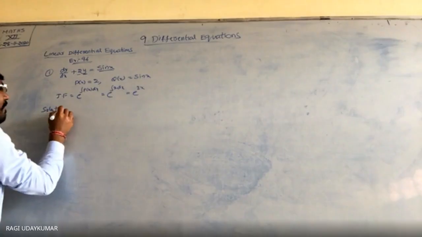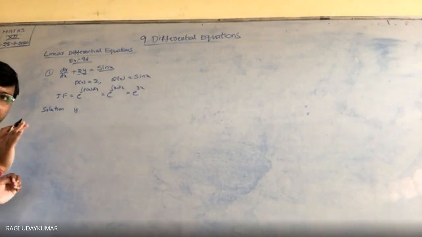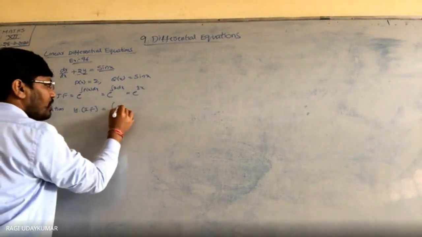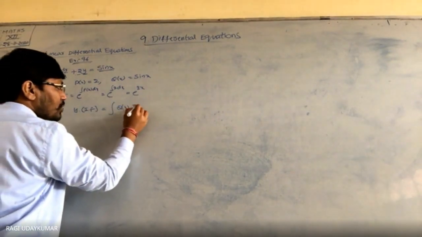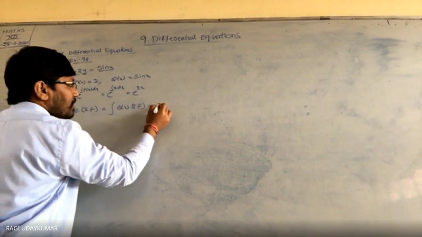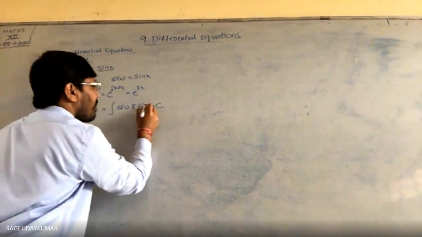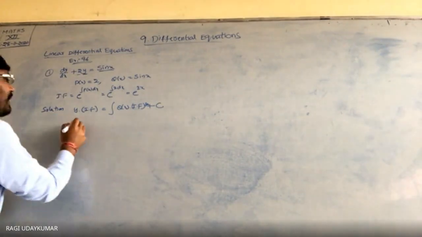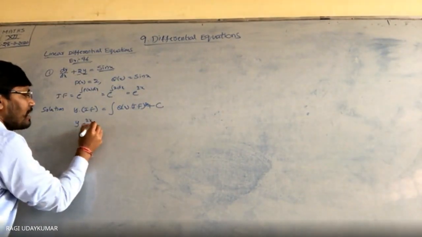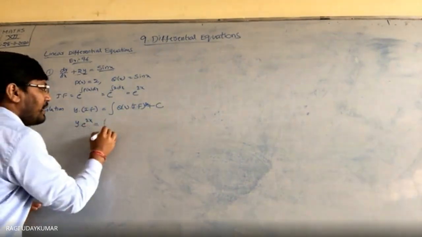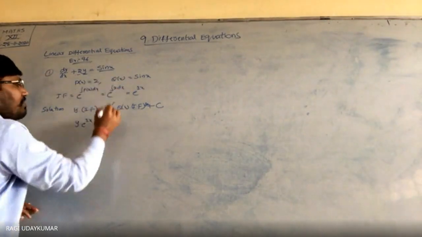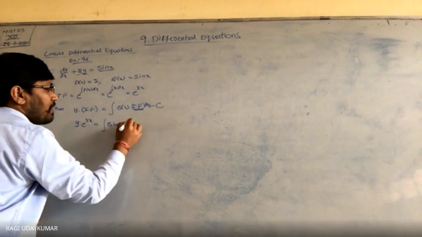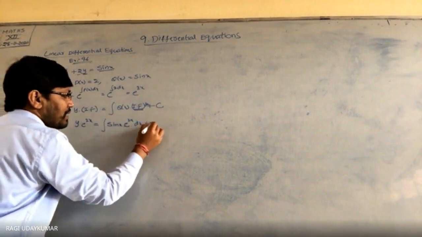Solution is y into integrating factor is equals to integration of q of x into integrating factor plus c, dx. This is the solution. So integrating factor क्या है? y into e power 2x. Integration q of x क्या है? q of x is sin x into integrating factor क्या है? e power 2x dx plus c.